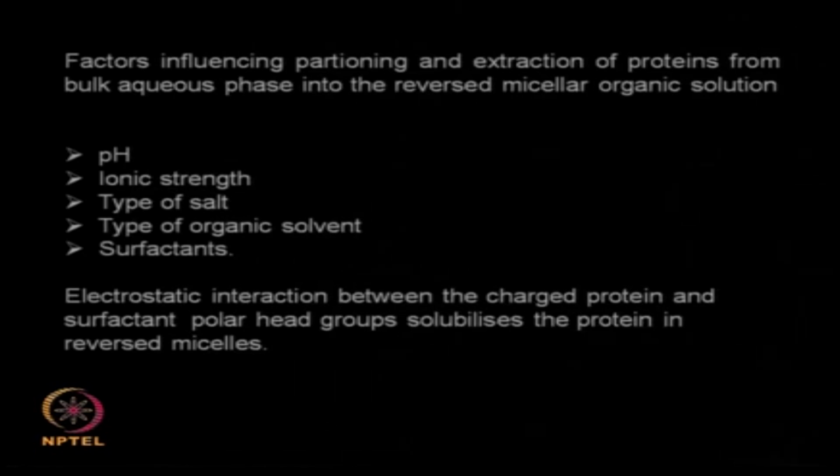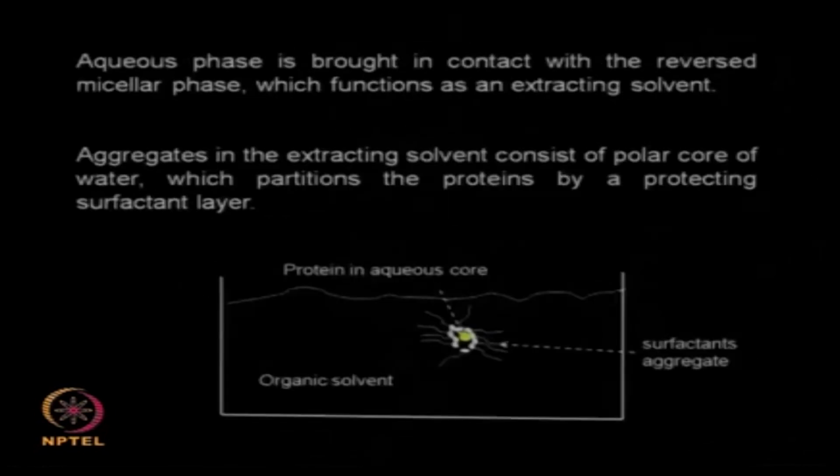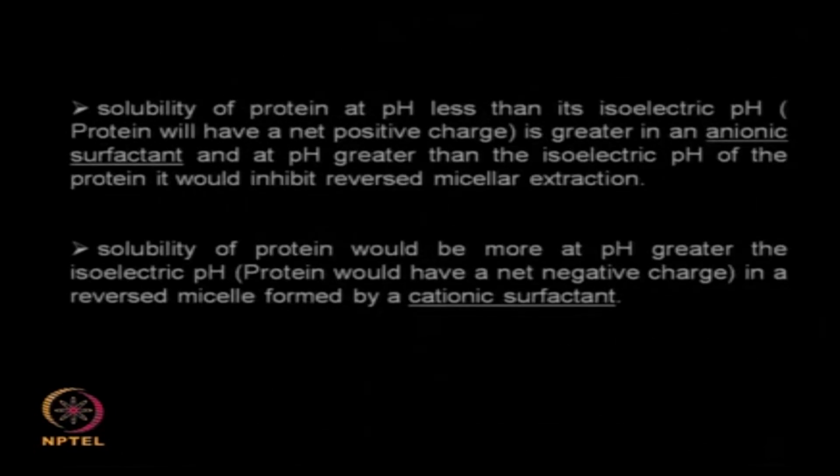So by selecting these conditions, especially the type of surfactants you take, the type of salt you add, the changes in pH as well as the ionic strength, we will be able to solubilize more of the protein. That way we will be able to extract things better. So you all know what an isoelectric pH is. Isoelectric pH is the pH at which a protein will have net zero charge.